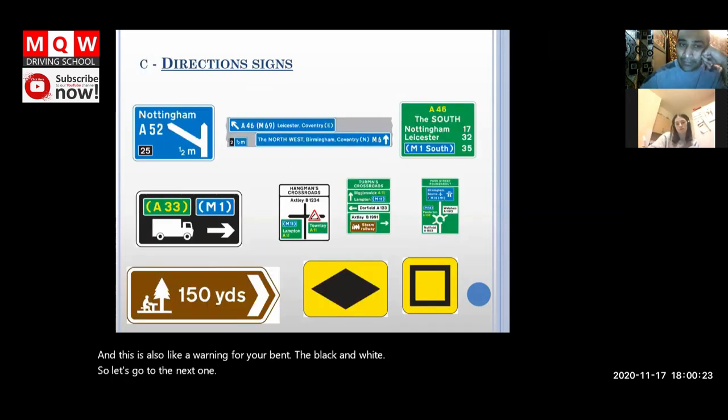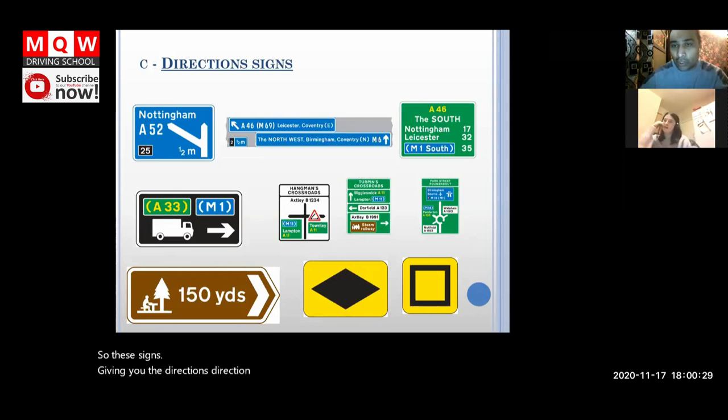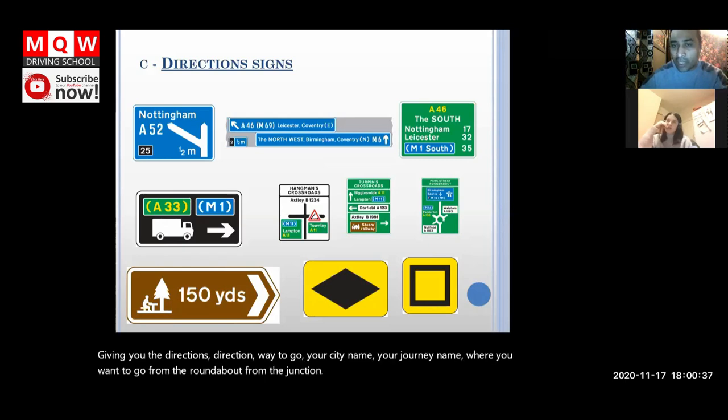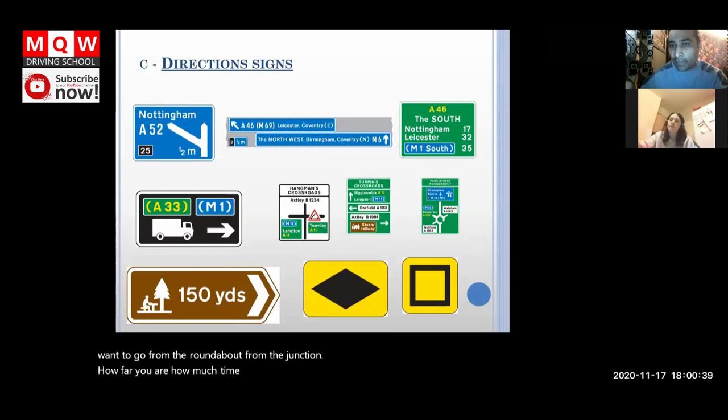Directions. These signs give you the directions, where to go, your city name, your journey name, where you want to go from the roundabout, from the junction, how far you are, how much time it will take you to reach there, how many miles left to get there.